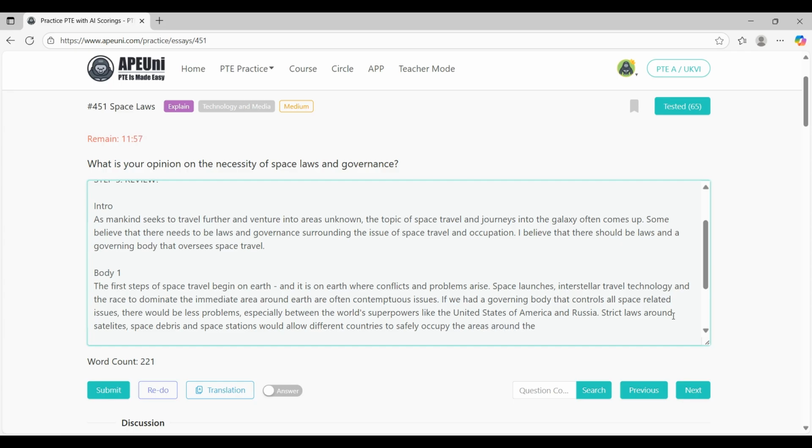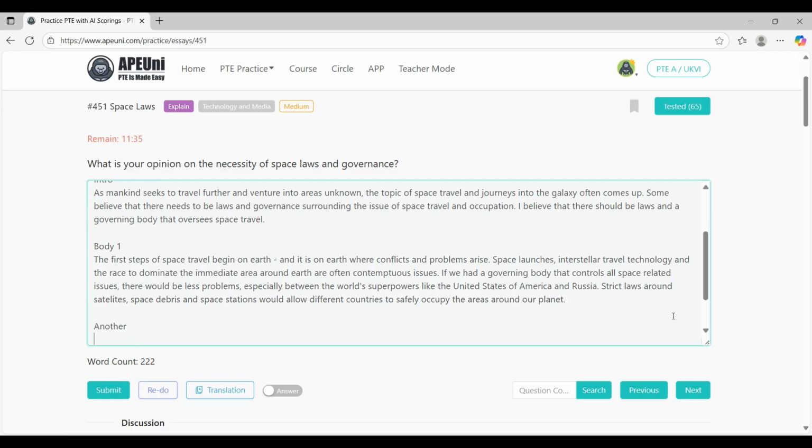So now let's look at the structure of my first body paragraph. One sentence was the topic sentence, right? Introducing the issue of conflicts and problems. Then I put out one, two, three more sentences fully explaining my point. Now I've moved on to body paragraph two.